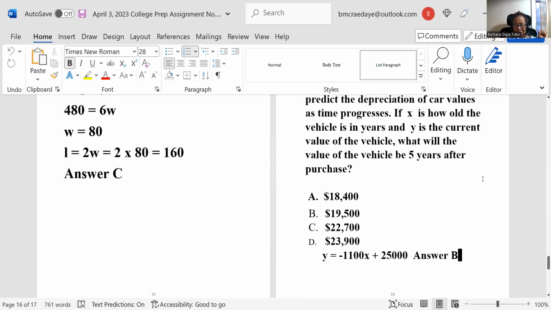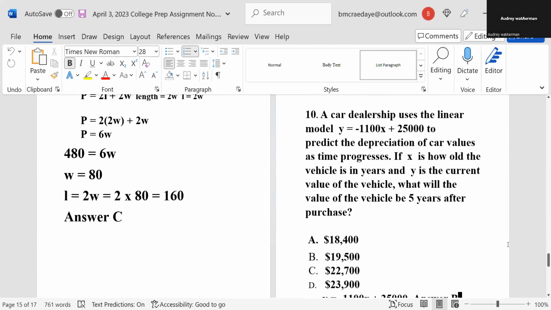Questions on this problem? I had it right, and I still crossed it out. I'm not sure myself. You had B? Yeah, it's B. Yeah, you can see.